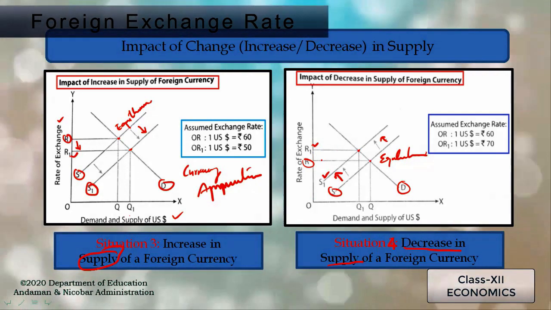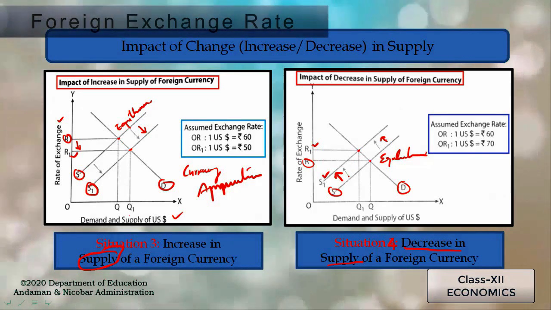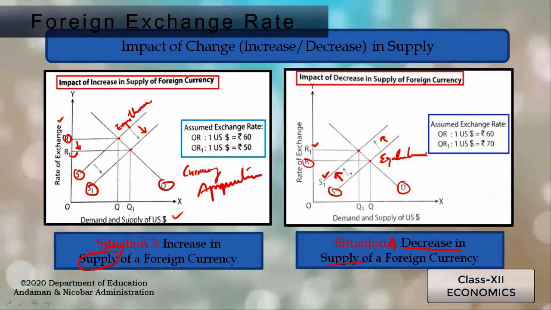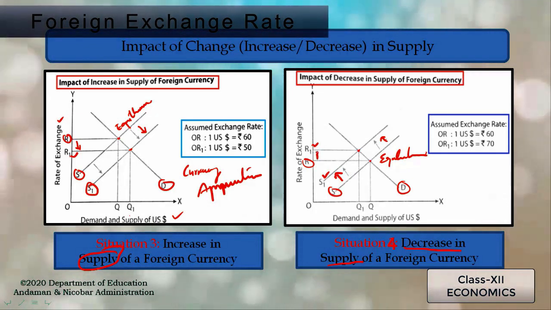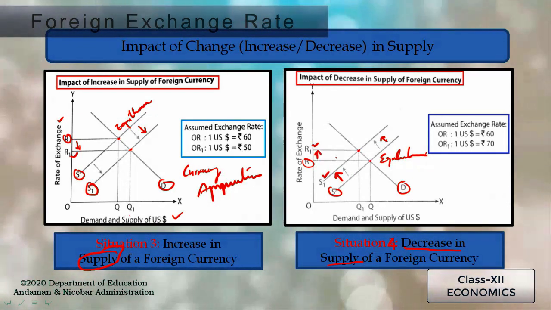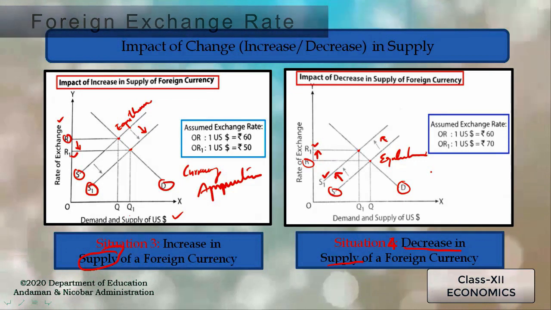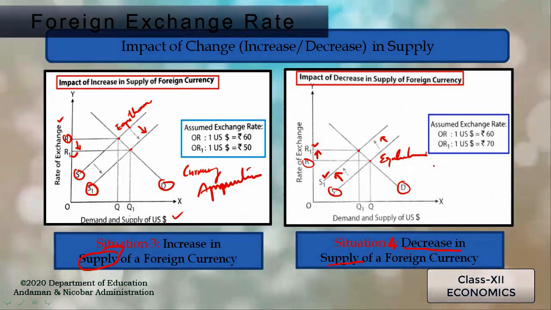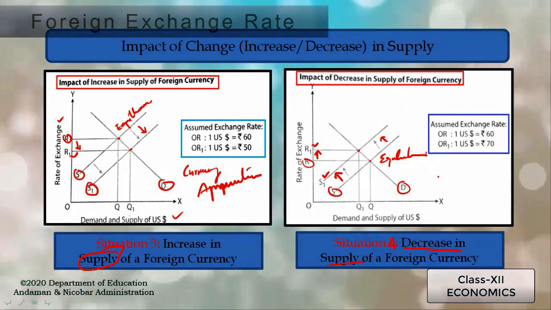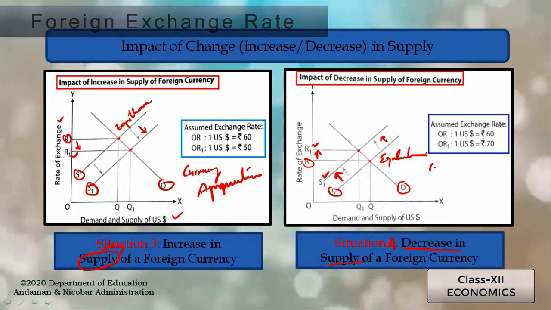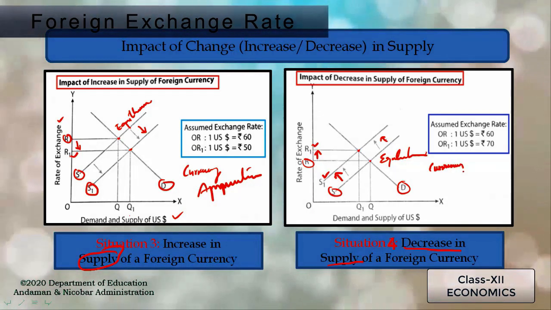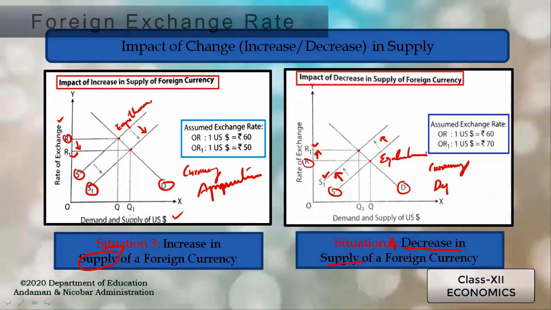So when the supply curve decreases, due to the decrease in supply, the exchange rate increases. When the exchange rate increases, what will happen to the domestic currency? The domestic currency's value will be depreciated. So that can be said to be currency depreciation.